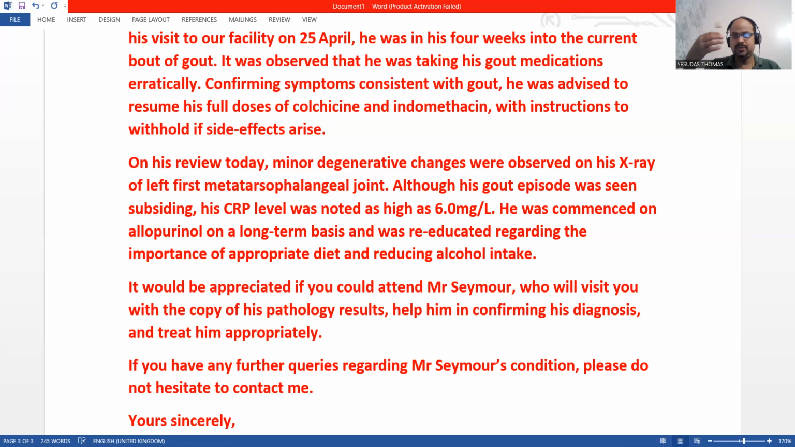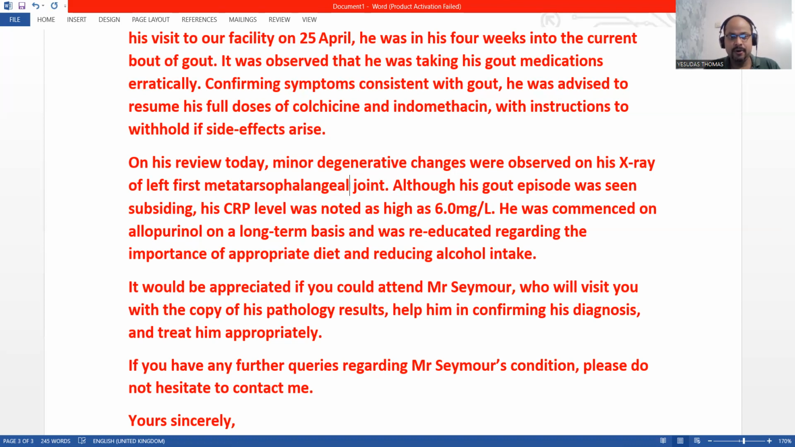Although his gout episode was seen subsiding, yes, today what we saw is his gout episode was seen subsiding. His CRP level was noted as high as 6.0 milligrams per liter. So it's advised to write C-reactive protein instead of CRP. For your understanding, I have written the CRP there. Even a rheumatologist can understand what a CRP level is. Candidates are really recommended to go with the full form, as the OET recommends full forms instead of abbreviations.